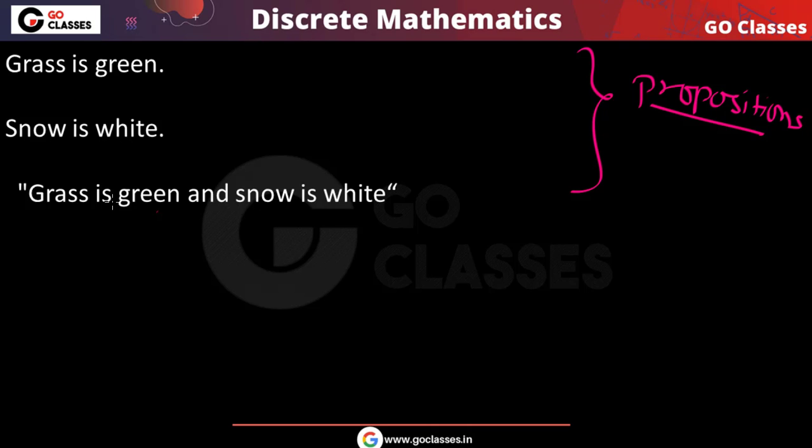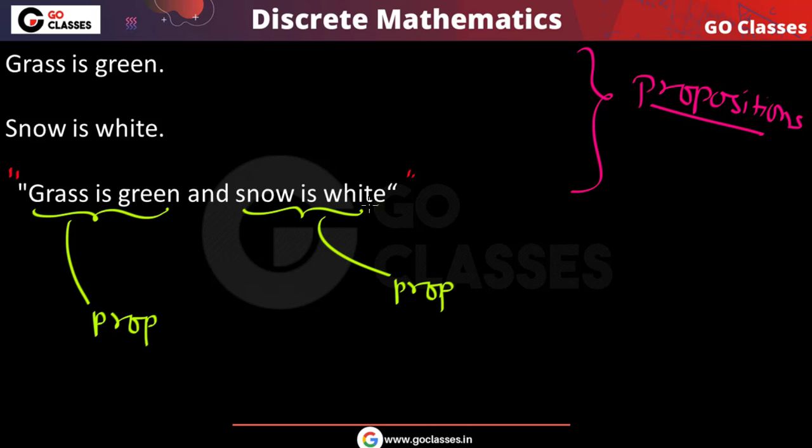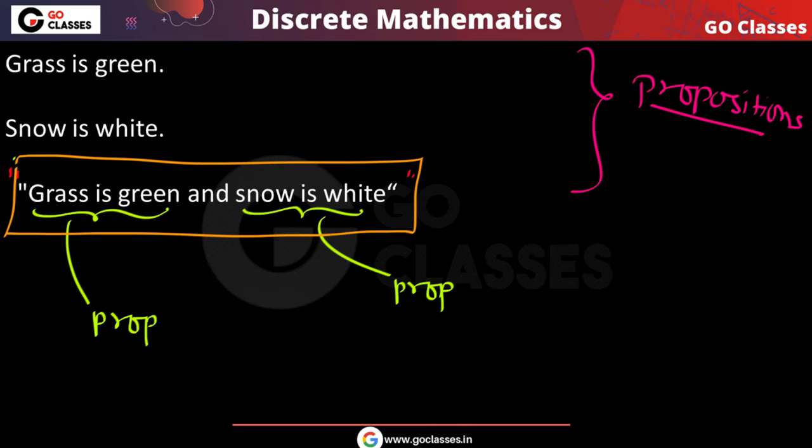Now just notice this proposition. In this proposition you can see that this part is also a proposition, and this part is also a proposition. If you focus on this whole proposition, then in this whole proposition you have two parts which are propositions. This part is also a proposition, this part is also a proposition.